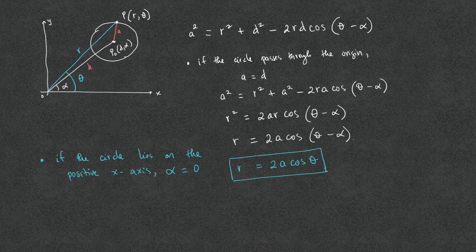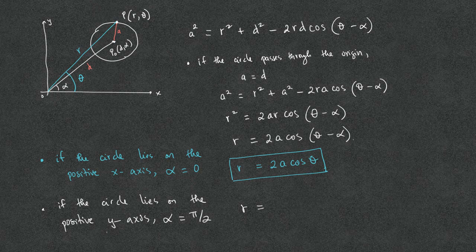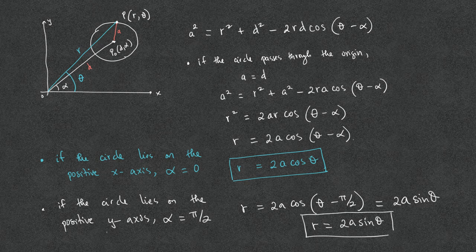If the circle lies on the positive y-axis, then alpha is pi over 2. The equation is now r equals 2a cosine of theta minus pi over 2. But cosine of theta minus pi over 2 is sine of theta. Thus, r equals 2a sine theta is the equation of the circle whose center lies on the positive y-axis.